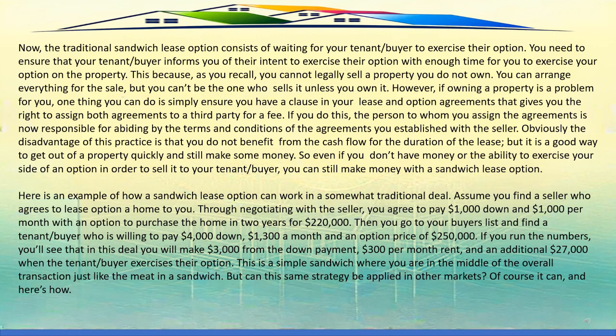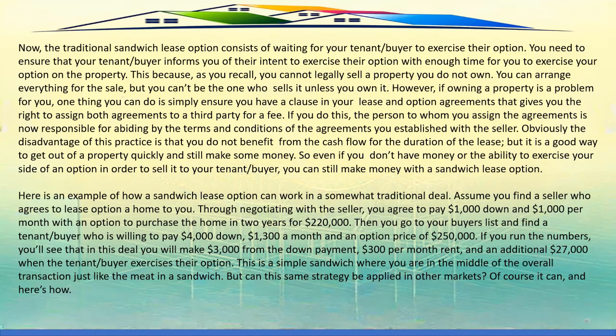However, if owning a property is a problem for you, one thing you can do is simply ensure you have a clause in your lease and option agreements that gives you the right to assign both agreements to a third party for a fee. If you do this, the person to whom you assign the agreements is now responsible for abiding by the terms and conditions of the agreements you established with the seller. Obviously, the disadvantage of this practice is that you do not benefit from the cash flow for the duration of the lease, but it is a good way to get out of a property quickly and still make some money. So even if you don't have money or the ability to exercise your side of an option in order to sell it to your tenant buyer, you can still make money with a sandwich lease option.